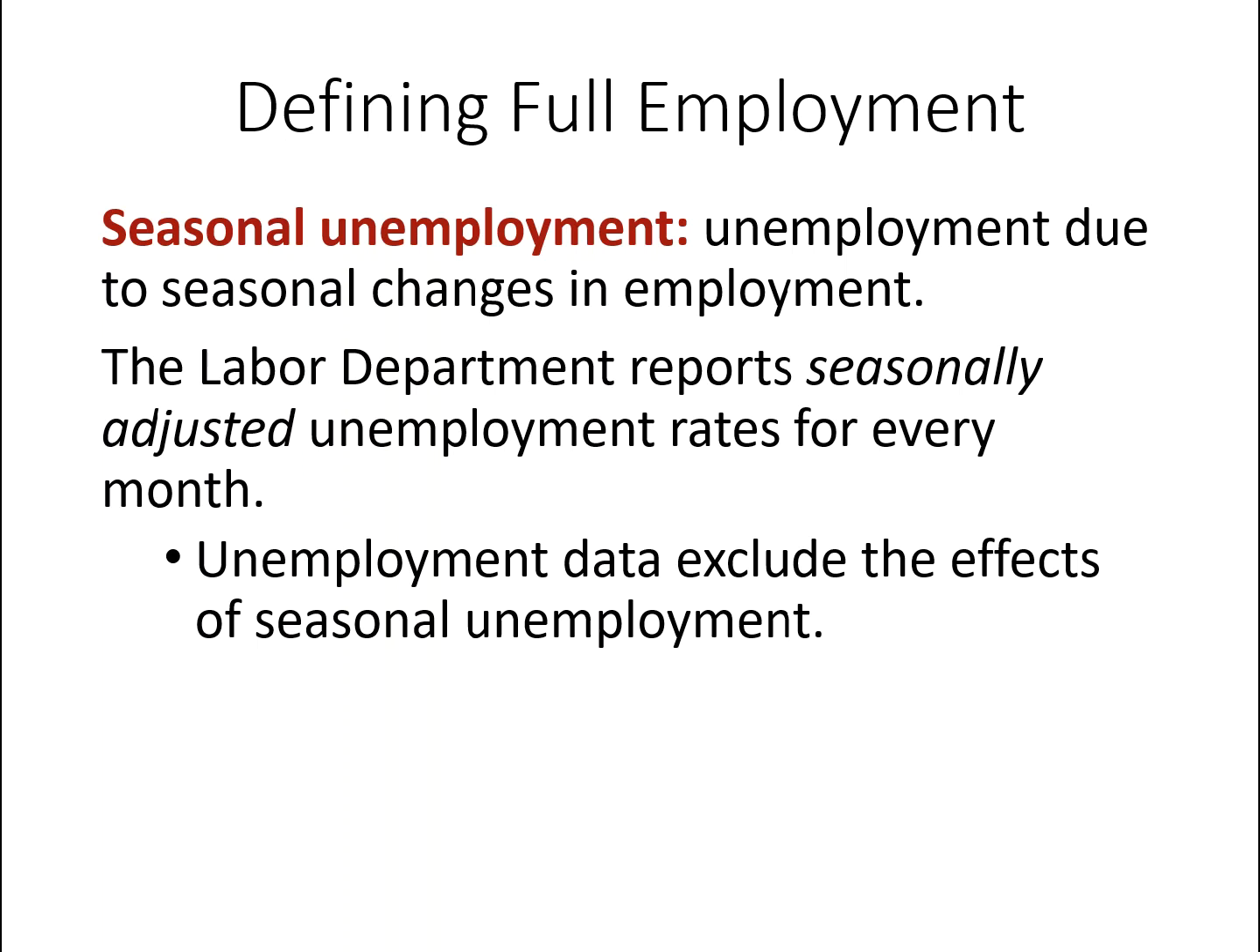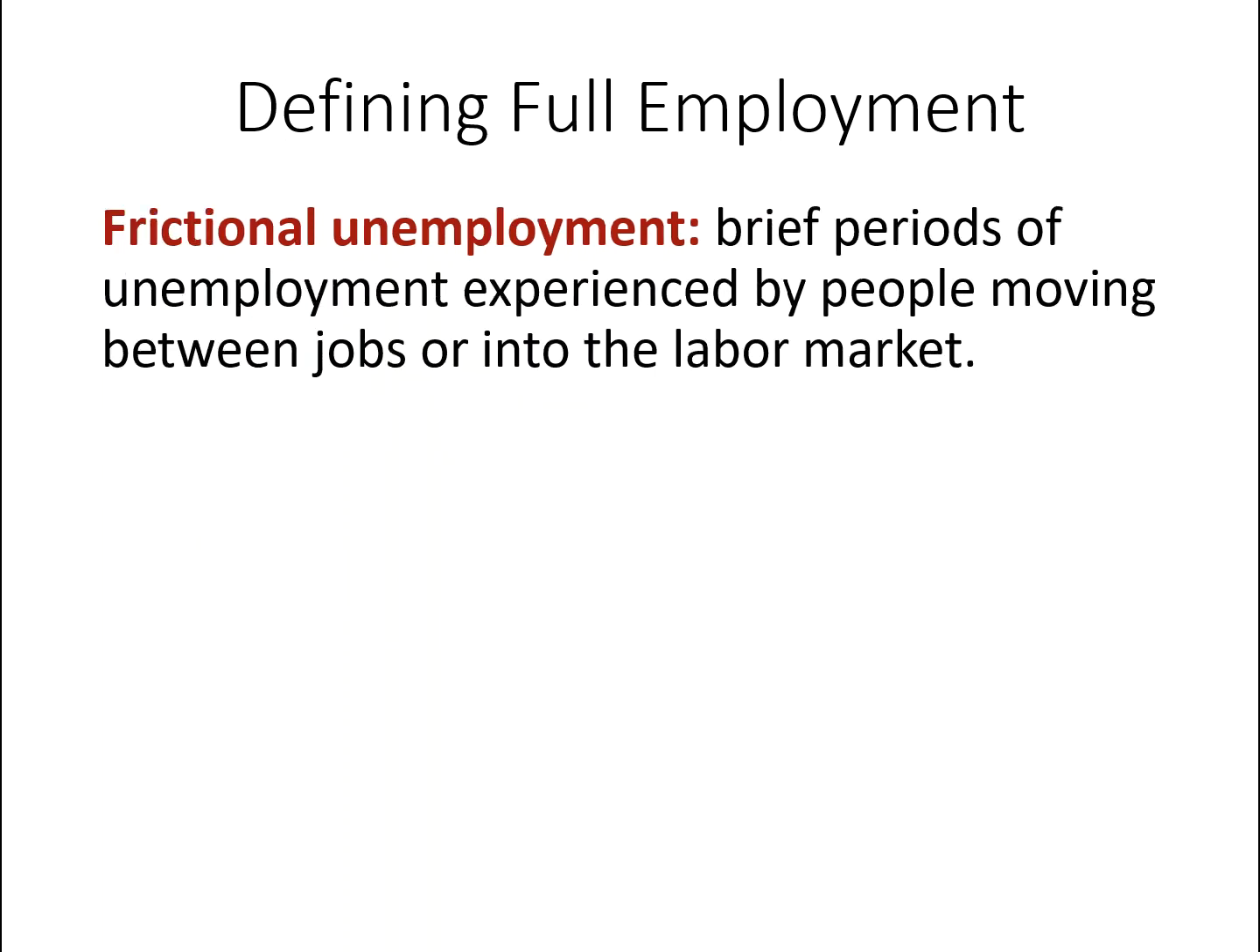After we discuss seasonal unemployment, next we are going to look at the second type of unemployment, which is called frictional unemployment. Frictional unemployment is the brief periods of unemployment experienced by people moving between jobs or into the labor market. It is really different from seasonal unemployment because it is not caused by seasonal events or seasons. Frictional unemployment is people who are actively searching for a job but haven't found one yet.